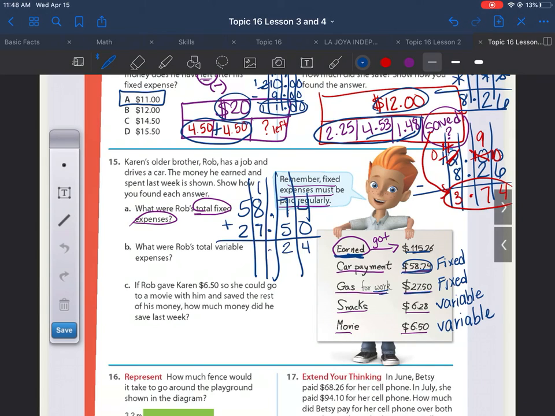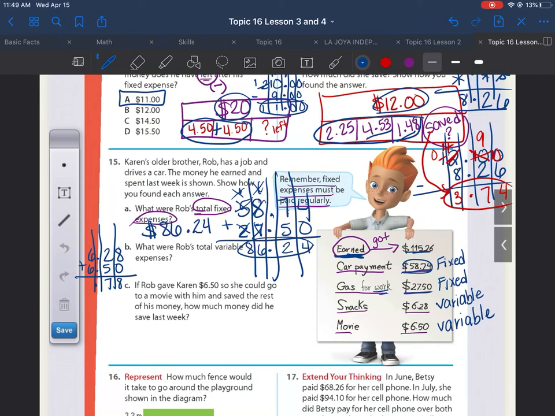4 plus 0 is 4. 7 plus 5 is 12. And I'm going to regroup. 8, 7, and 1 make 8. So 8 plus 8, 16. 5 and 1 make 6. And 2 is 8. So what were the fixed expenses? The total was $86.24. Letter B, what were Rob's total variable expenses? Variable are the ones that change, which was the snacks and the movie. So it was $6.28. And the movie was $6.50.